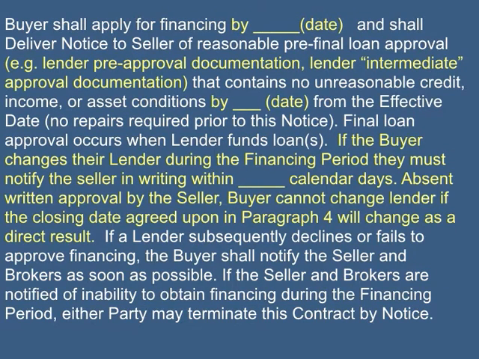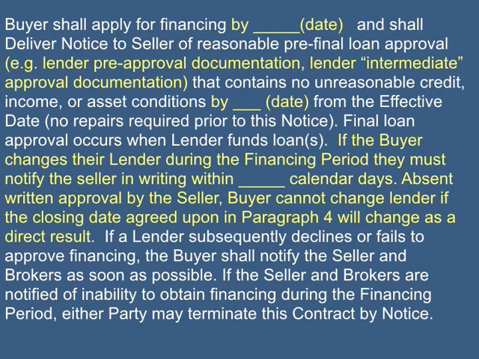Buyers shall apply for financing by a specific date. You put the date in there. If they've already gotten a pre-approval through maybe Prosperity and their Buyer Advantage program, then you can just put NA there, but that's going to be highly unusual. You put a date, usually just a calendar date that's a couple days away is the most, and shall deliver notice to seller of a reasonable pre-final loan approval. That is a lender pre-approved documentation, a lender immediate approval documentation that contains no unreasonable credit, income, or asset conditions by a certain date from the effective date.